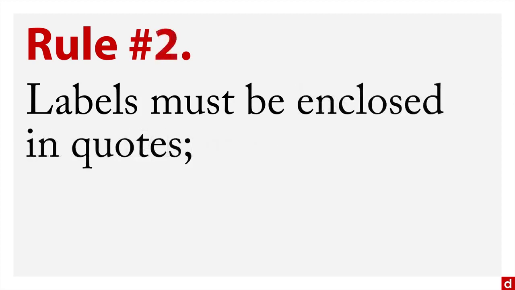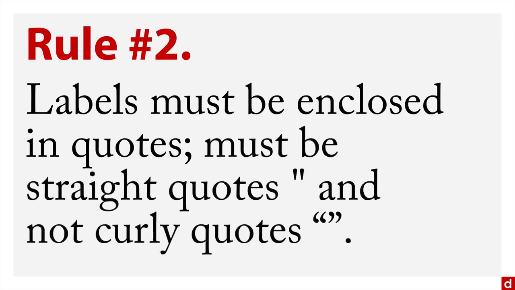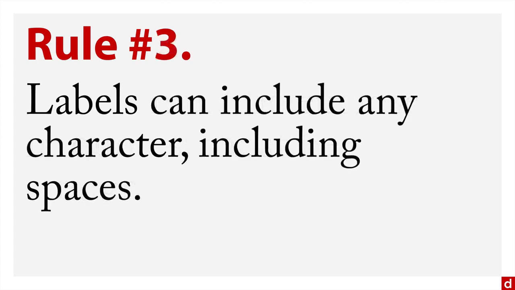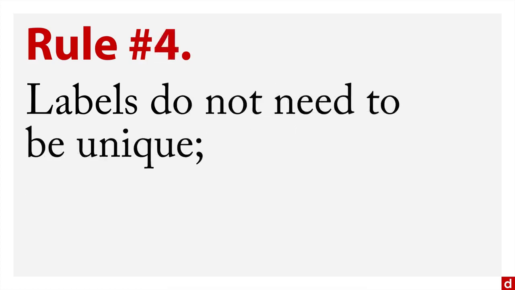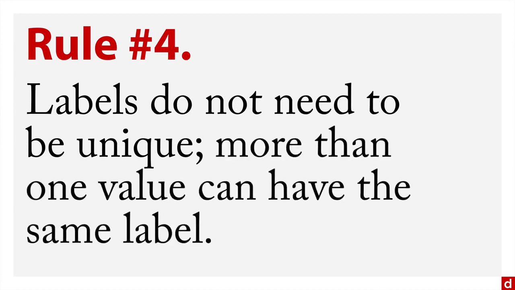Rule number two, like the variable labels, the value labels must be enclosed in quotes, and they need to be the straight quotes and not curly quotes. Rule number three, labels can include any character, including spaces. That's good. This is an interesting one. Rule number four, the value labels do not need to be unique. That is, more than one value can have the same label. So you might have the numbers 1 through 9, and it could be that 7, 8, and 9 all say the same thing, but underneath they have different coding. There are situations where you might want to do that.